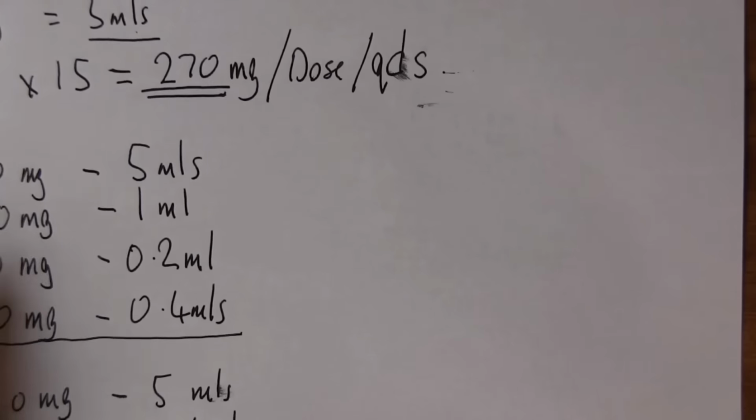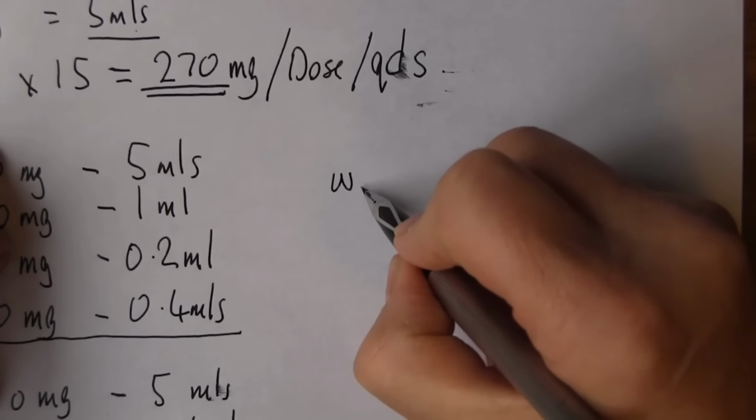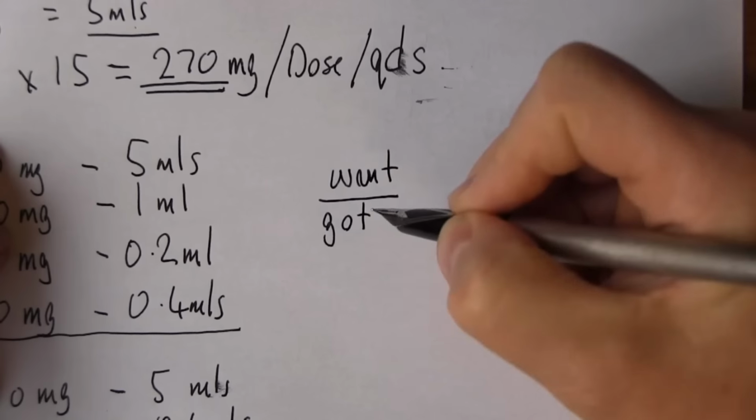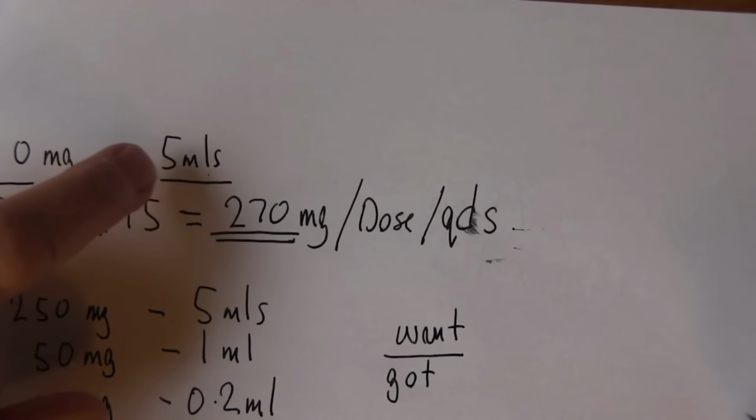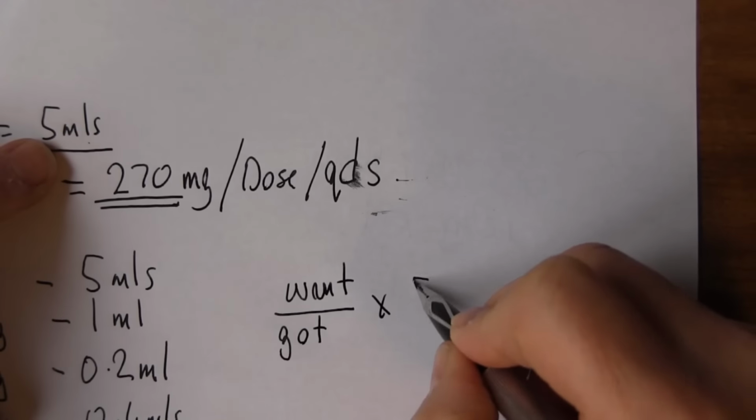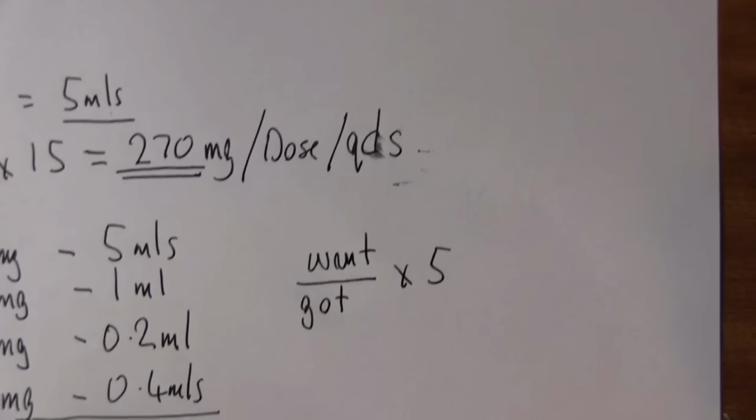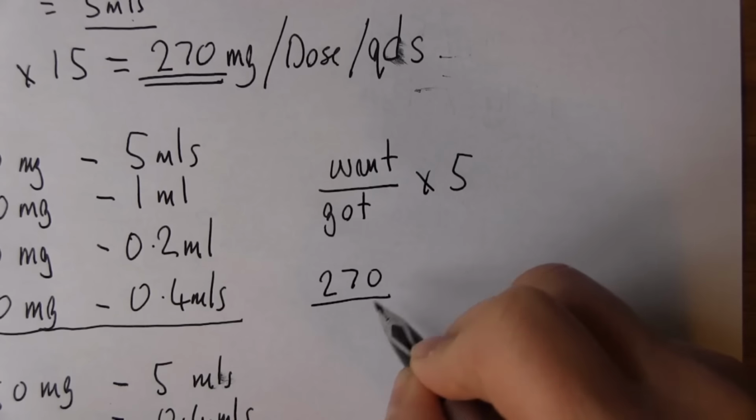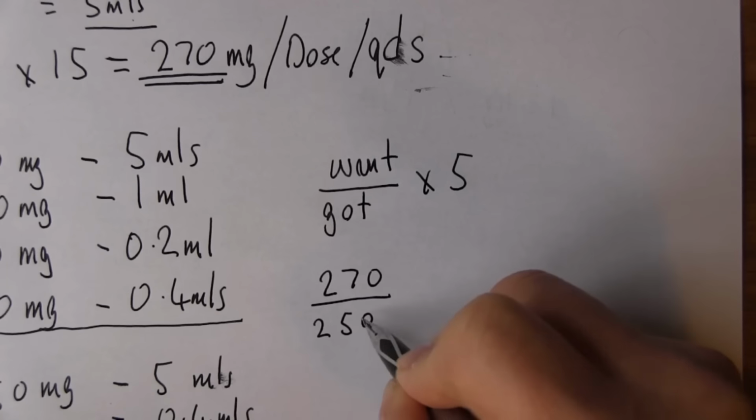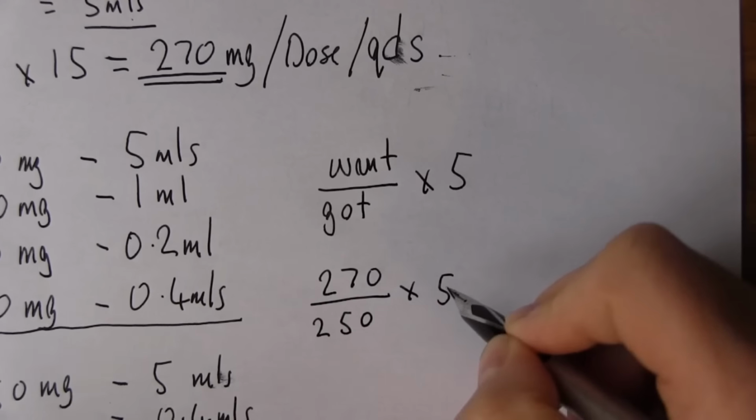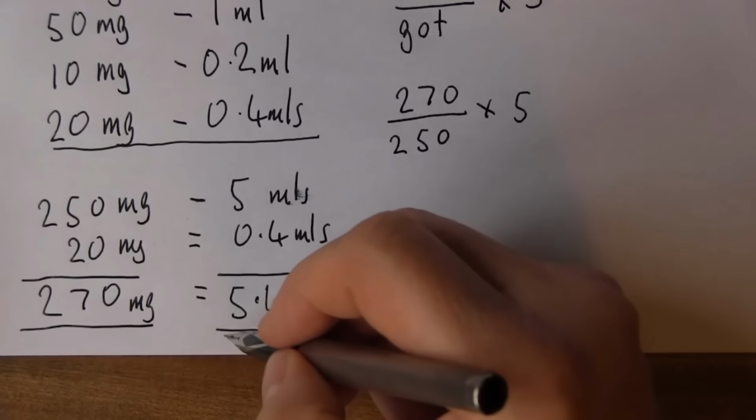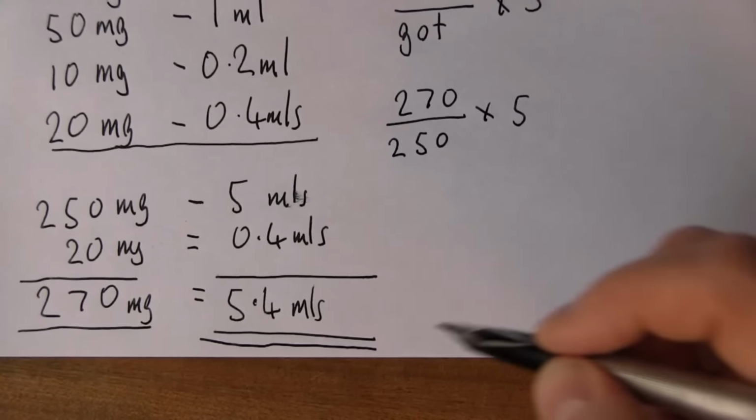But we could also use the equation, which is what we want over what we've got, times what volume it was originally in, which was 5. Now we could substitute the terms. So what we want is 270, what we've got is 250, and we could multiply that by 5. Let's see if it gives us the same answer, because I know this one's true.